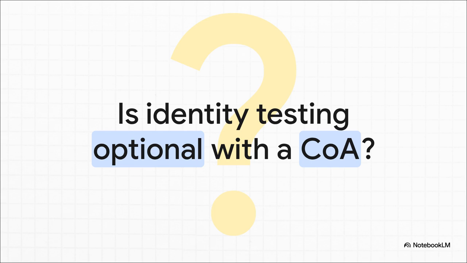Before we finish, let's quickly put your understanding to the test. Under Section 211.84, is identity testing of each component optional if a COA is present? Is it required anyway, done only for APIs, or just done at retest? Think about that unbroken chain we discussed. The answer is B. It's required, even with a COA. It is an absolute, non-negotiable requirement that protects the entire supply chain, regardless of what the supplier's paperwork says.